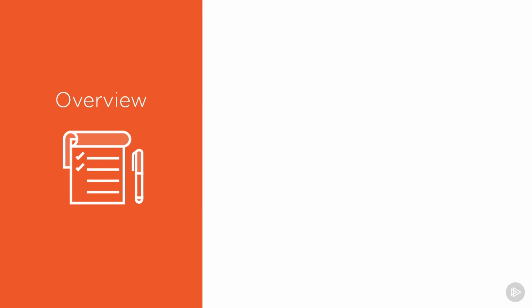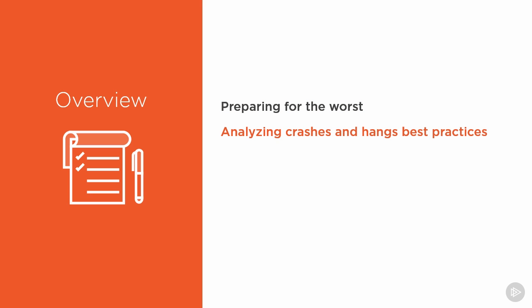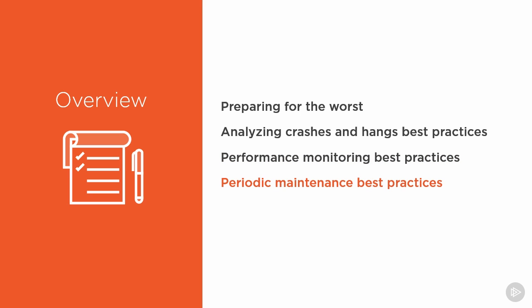So an ounce of prevention is worth a pound of cure is never more true than with troubleshooting Windows. We'll start by preparing for the worst, as we discuss how you can get ready to troubleshoot issues before they even exist. We'll then talk about analyzing crashes and hangs best practices, where I'll provide you with my cheat sheets on debugger commands. We'll then talk about performance monitoring best practices, and I'll provide you with performance monitoring threshold rules of thumb. We'll then talk about periodic maintenance best practices to avoid future outages down the road. We'll then finish up with a summary of what you've learned.